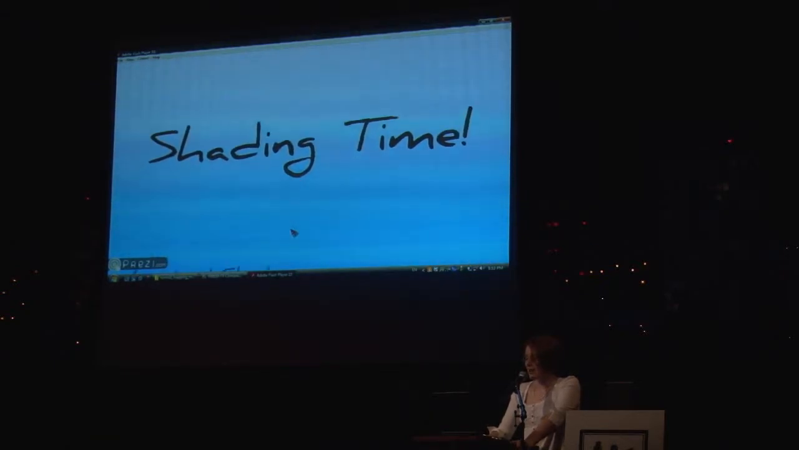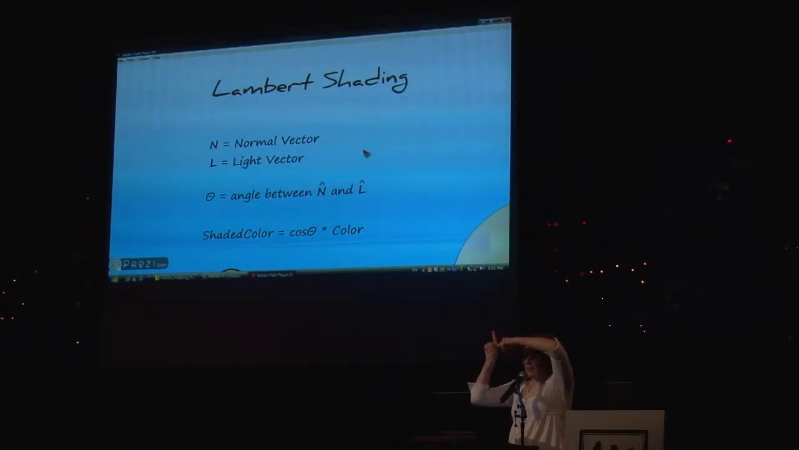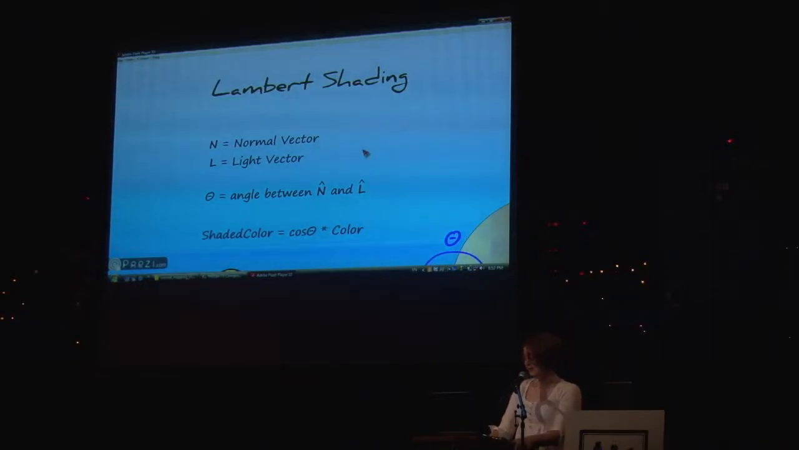Shading time. All right, we're going to talk about Lambert shading, which is a type of diffuse shading. It's way simpler than you would ever imagine. Basically, you need 2 pieces of information. You need the normal vector. That was the one that was sticking out from the top of the ball, remember? Perpendicular to the surface. And the light vector. That's the direction the light's coming into that point. Theta is the angle between n hat and l hat. And the shaded color in Lambert shading is cosine of theta times the color.